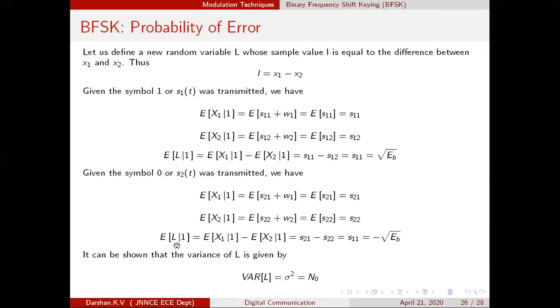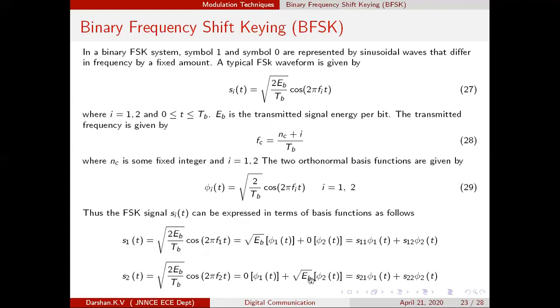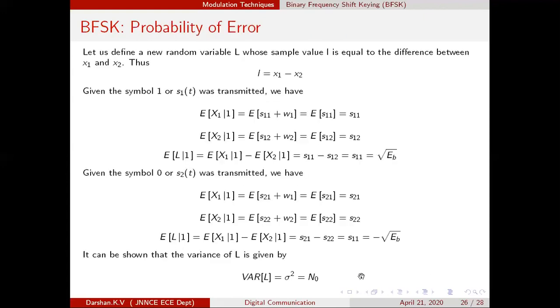Now, if you calculate the value of L, what is L? It is the difference between x1 and x2. So if you calculate S21 and S22, over here there is a small typing mistake. I'm very sorry. S21 would be 0, S22 would be root EB. If you go back again, S21 is 0 and S22 is root EB. Just observe that. So with that, S22 is root EB, a minus sign is associated. Therefore, the answer is minus root EB.